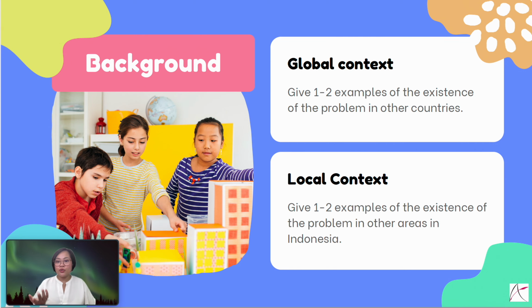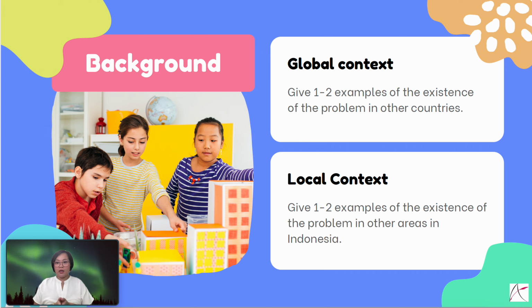And now let's go to the background. This is the background of the study or the contexts. There are two parts of the background of the study. The first one is the global context. This part should include one or two examples of the existence of the problem in other countries.